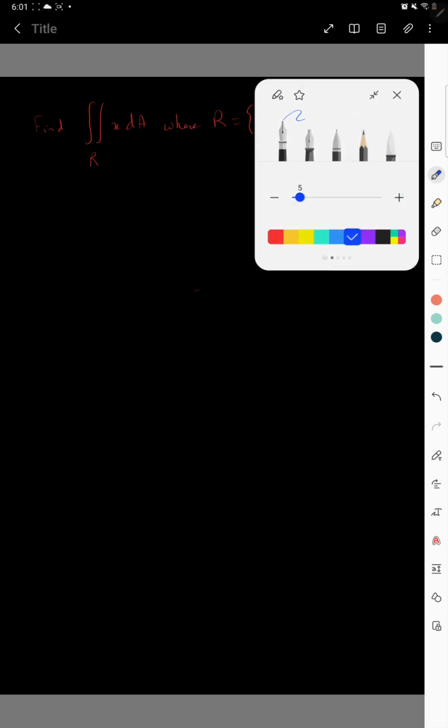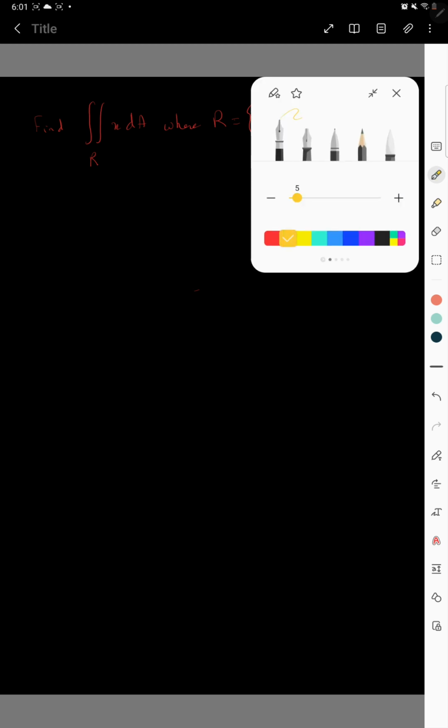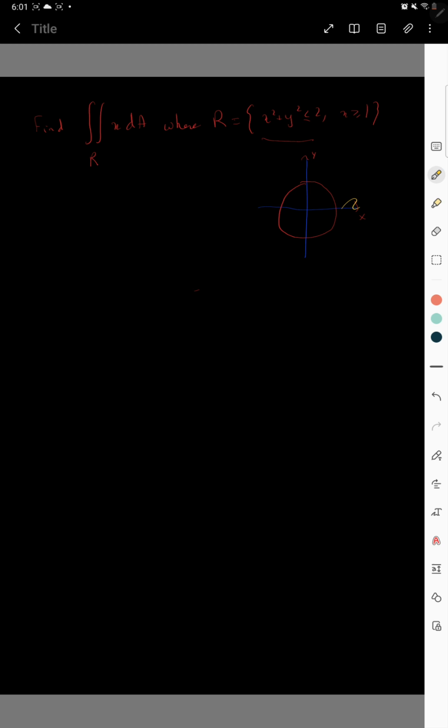And, well, let's change colors here. This is the point here, root 2, 0, and root 2 is bigger than 1. And this is the line x is equal to 1. So really where I'm integrating, this is my region R.